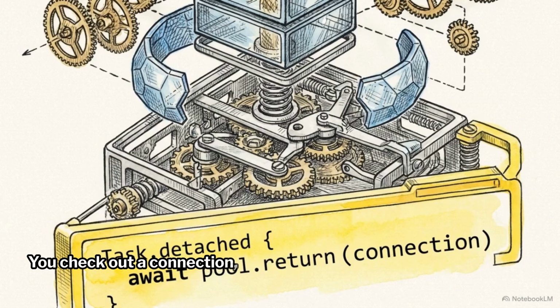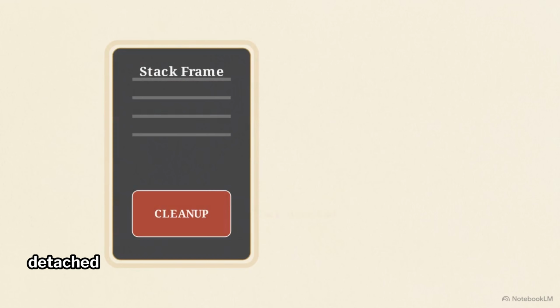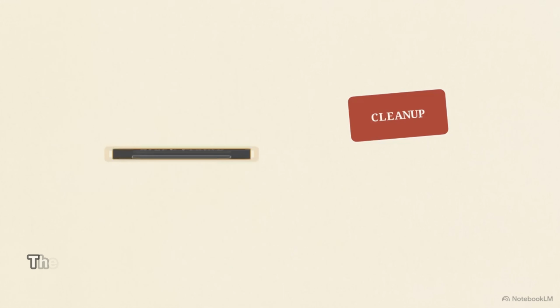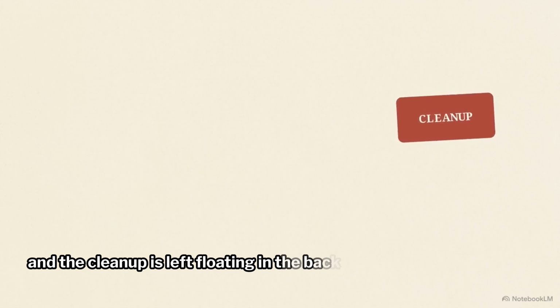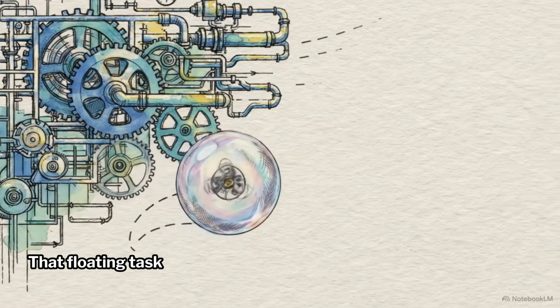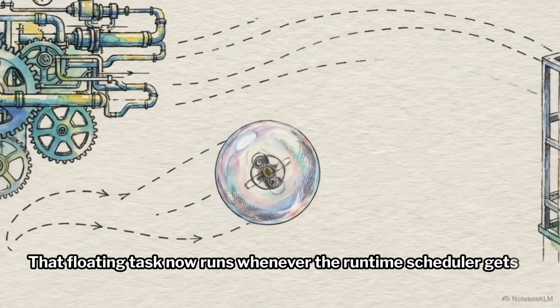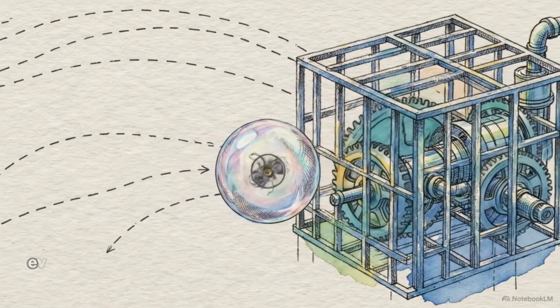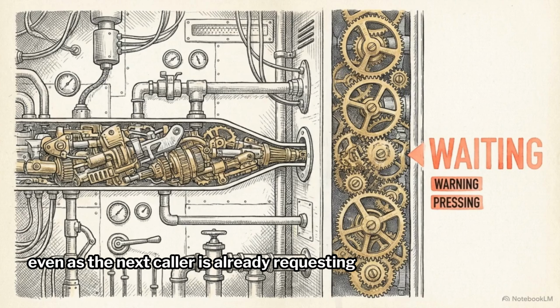You check out a connection, do work, and spawn a task.detached block strictly to handle the teardown. Calling detached severs the cleanup operation from the original function stack frame. The function finishes, the frame collapses, and the cleanup is left floating in the background. That floating task now runs whenever the runtime scheduler gets around to it. The connection might not return to the pool for several milliseconds, even as the next caller is already requesting it.